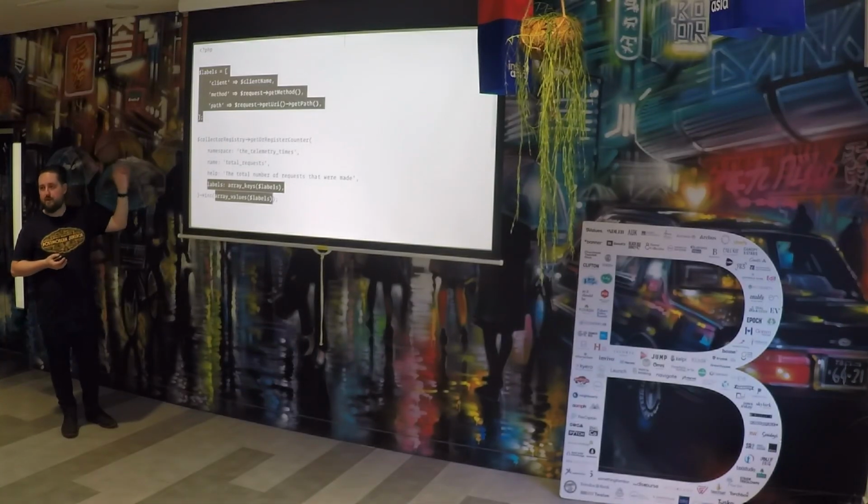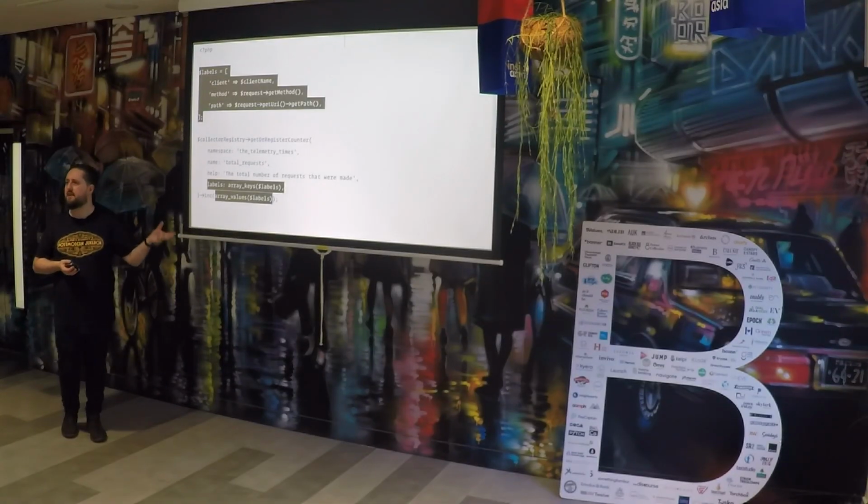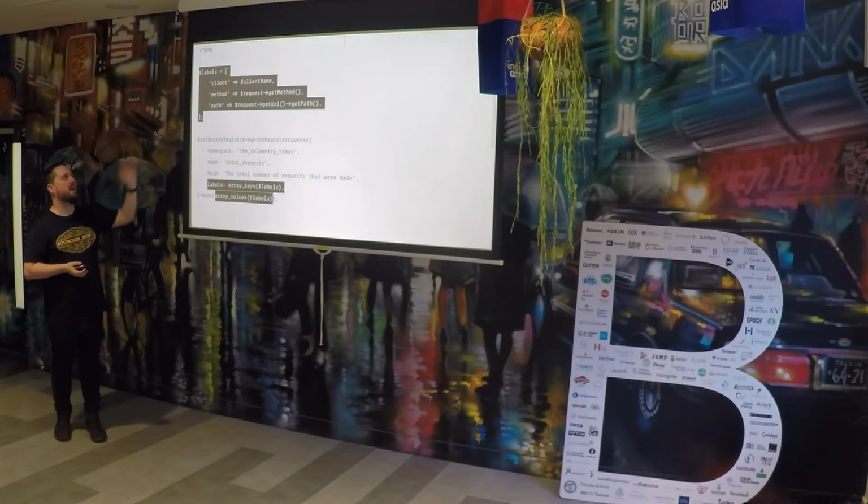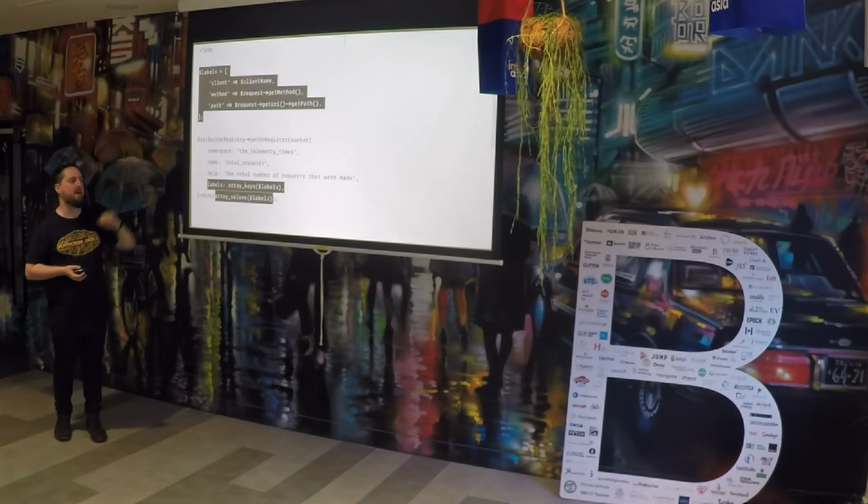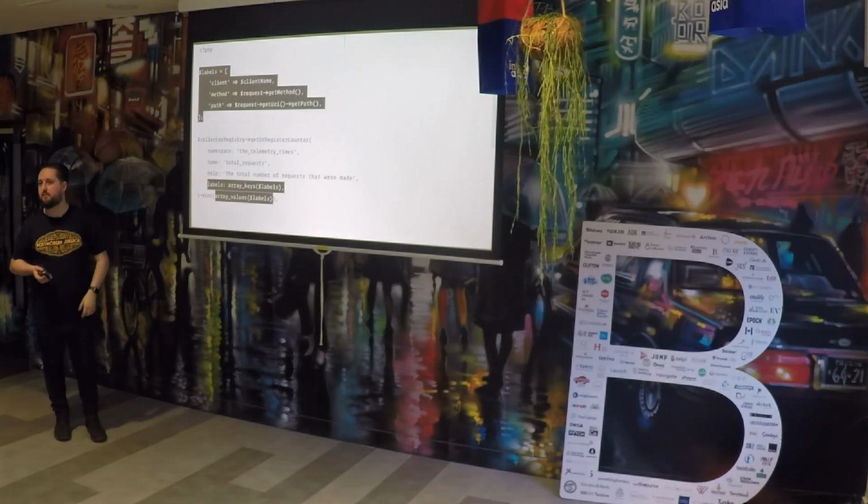Now another thing all 3 of these data types can deal with are labels. And labels are basically like the context data we talked about before, where you can add additional contextual data. In this case, we're adding a client, a method, and a path into our counter, and they're going to be made available in Prometheus when we're searching for them later.